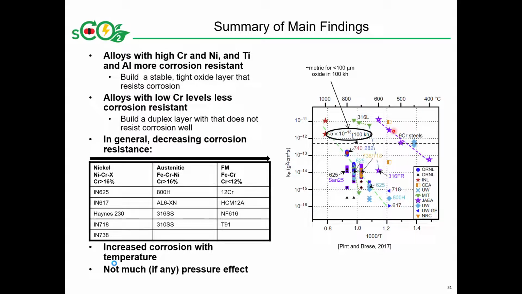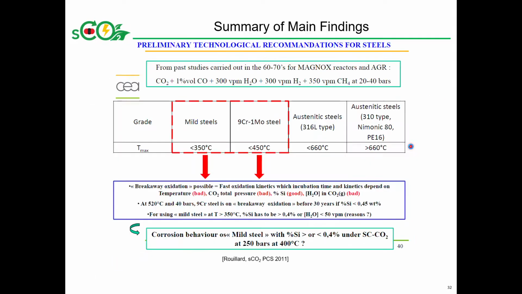So we can see that for the various alloys and the various temperatures that we might see those alloys in application, we can get a sense, from a corrosion perspective, of how high a temperature we can operate those alloys at.